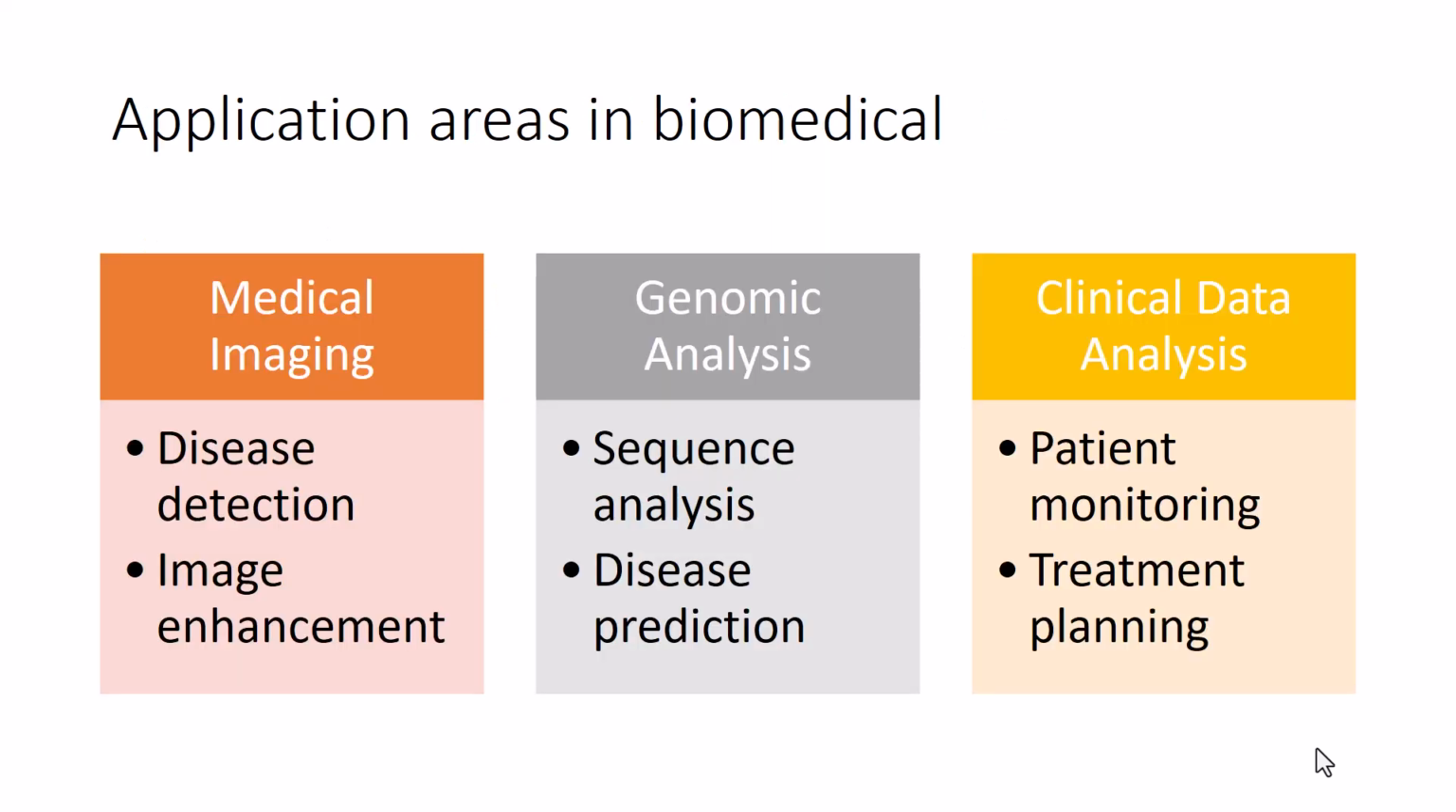Now, such a deep learning technique with so many advantages fits the biomedical environment. What are the areas in which deep learning is applied? One area is medical imaging, another is genomic analysis, and another is clinical data analysis. These are the prime areas in which deep learning is deployed. Under medical imaging, deep learning can be used for disease detection, identification, classification, prediction, and also for image enhancement.